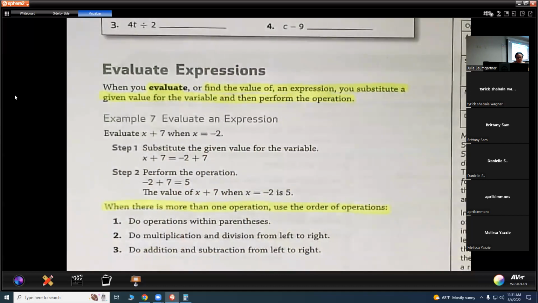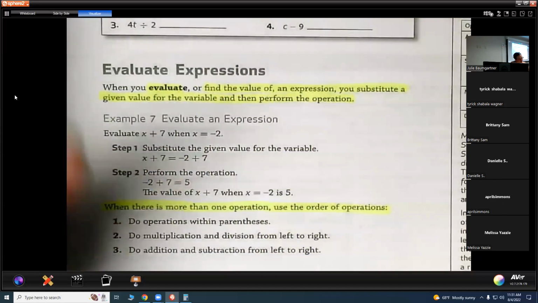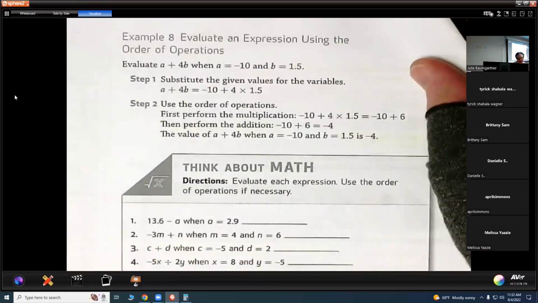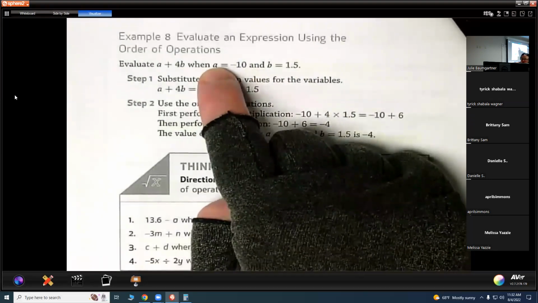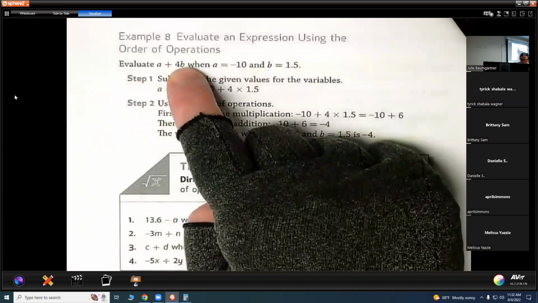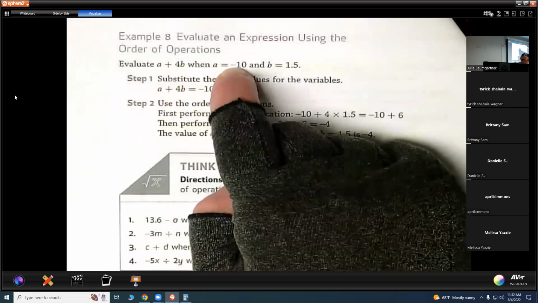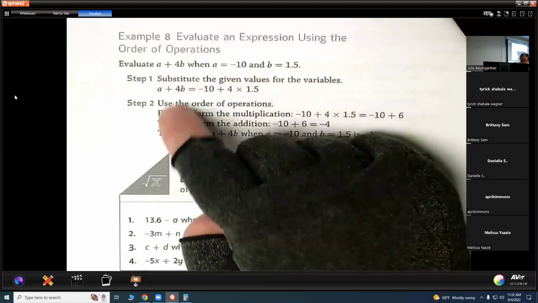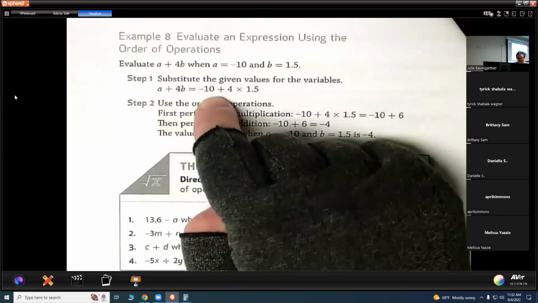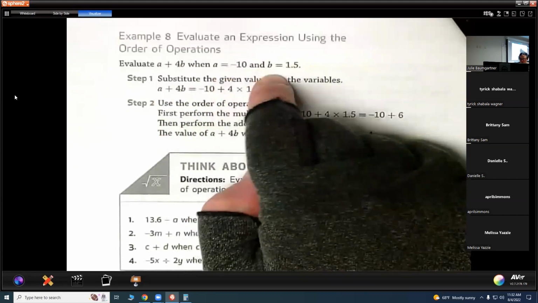All right, and we already practiced this, so I think you guys should be good. Stop me, slow me down if you need me to explain more, okay? And then here's the order of operations example. So now you have two variables, an A and a B, one value for A and one value for B. So you're still doing the plugging in. Just make sure you know which value is which.